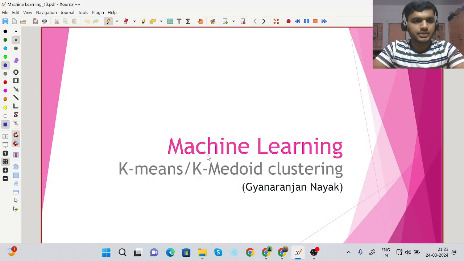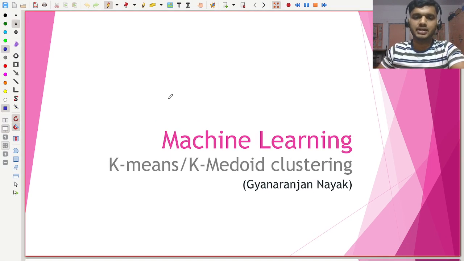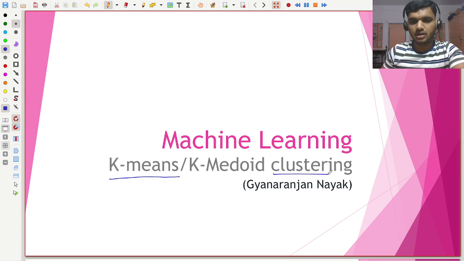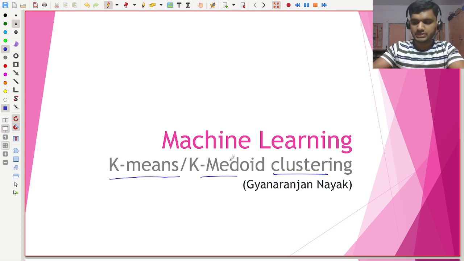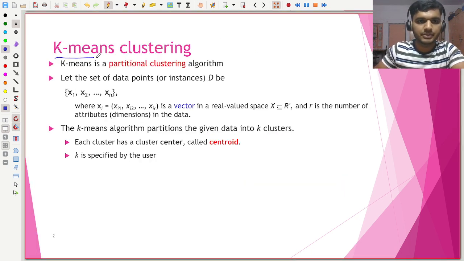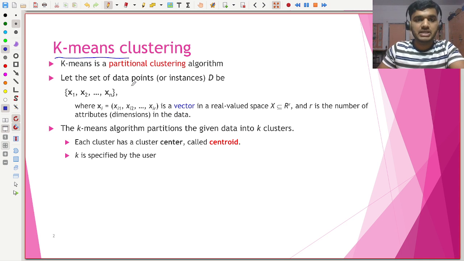Hello guys, in today's class we'll discuss the first clustering algorithm, that is K-means clustering or K-Medoid clustering. First we discuss K-means clustering. K-means is a particular clustering algorithm.